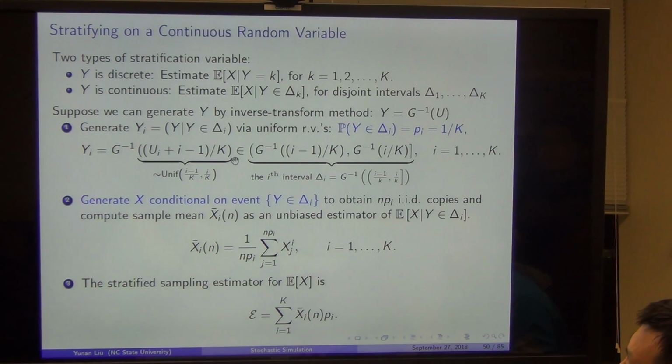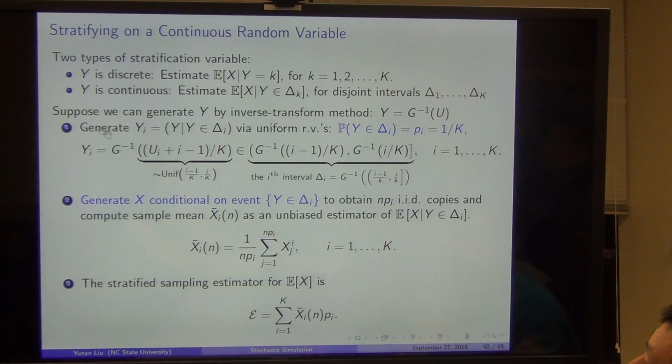This guy falls into the interval between g inverse of this value and g inverse of this value, because those are the extreme values of this term. So this will be the ith interval. Because yi falls into this interval, this is the ith interval. So delta i is the interval g inverse of this interval.